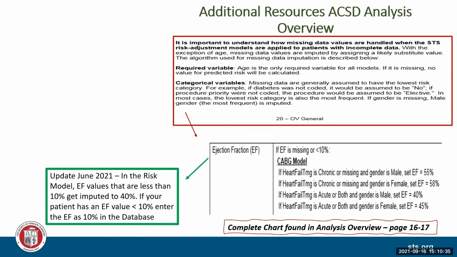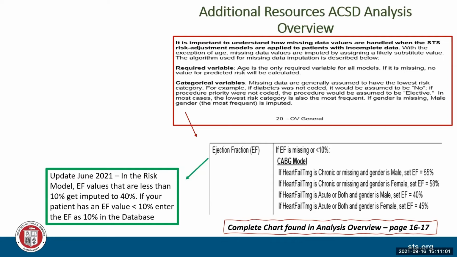So there was a lot of discussion amongst STS leadership and data managers who were really concerned about this because their patient had an EF of 8. And that was the real EF. They were very concerned that the risk model was going to set their patient's EF at 55%.